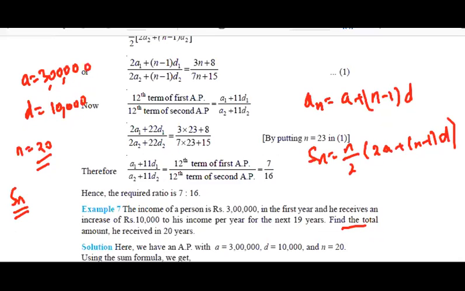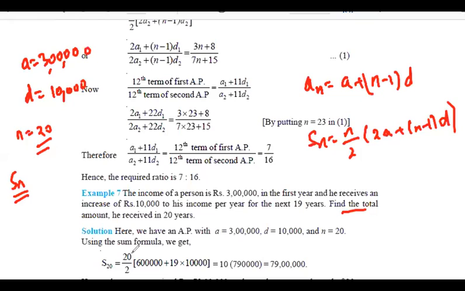Right? So see, it is given that A is 3 lakh, D is 10,000, N is 20. Then we just use the formula of Sn. So S20 is given by N by 2, which is 20 by 2, into 2A, so 2 into 3 lakh, which is 6 lakhs, plus N minus 1 into D, 19 into 10,000. Now 6 lakhs plus 1 lakh 90,000 will give me 7 lakh 90,000, into 10, 79 lakh. Got it? Tell me yes or no.